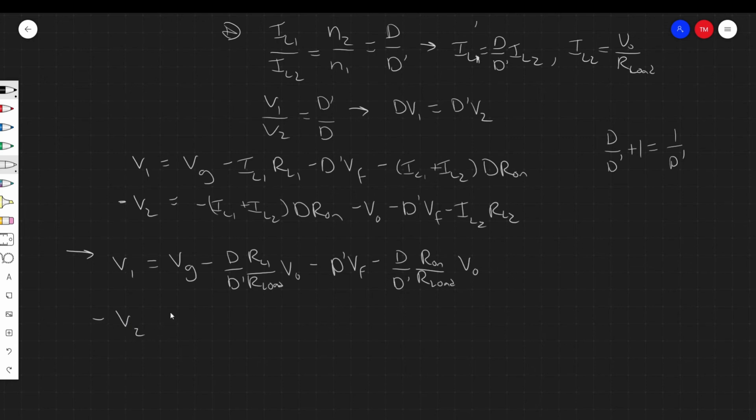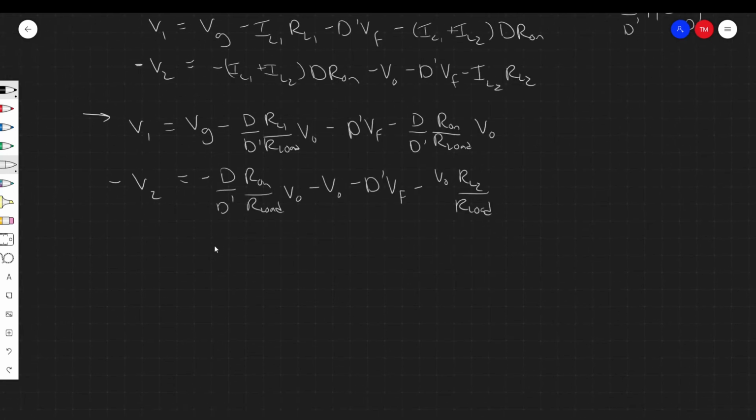Now let's do minus V2. So remember to include this minus sign just because of the way we've defined the voltages. So what do we have? Again, this exact same equation, right? So we have minus D over D prime R on over R load times V out minus V out minus D prime VF, and then this IL2 minus V out RL2 over R load. Cool. One more step, right?